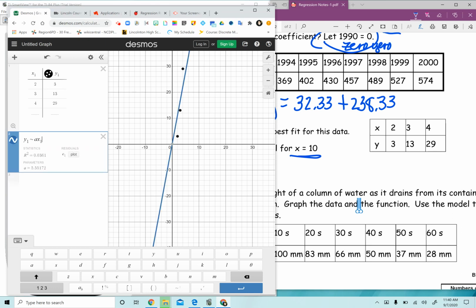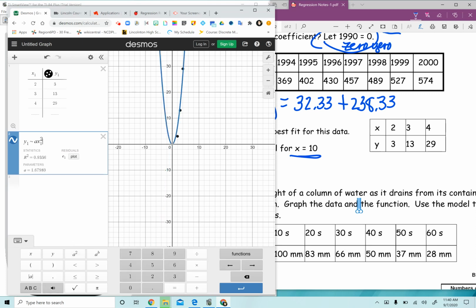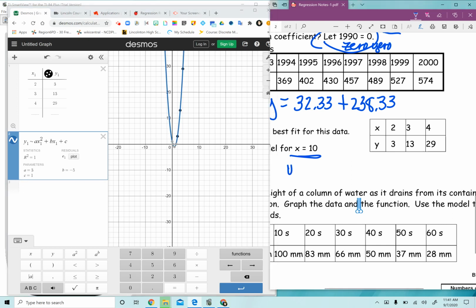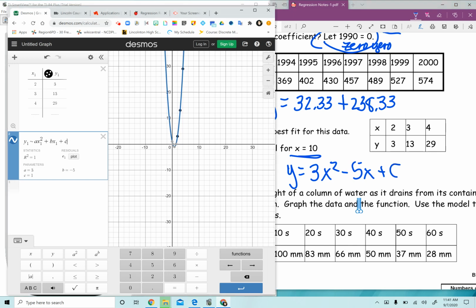Remember, it's ax1, and we need to square that, plus bx1 plus c. And it tells us that the equation is y equals 3x squared minus, because it's a negative 5, so minus 5x plus 1. And you'll notice that r squared is 1. That means that makes a perfect parabola. These fit in a parabola just right.